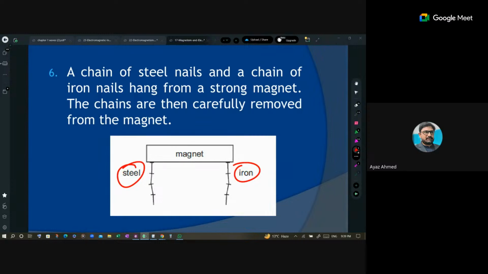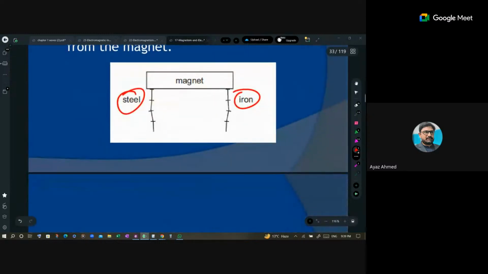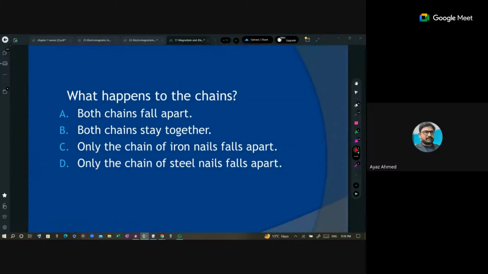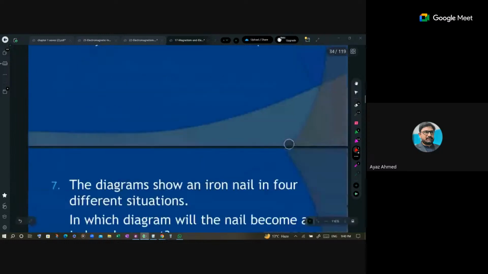So when you release it, it would fall off, and the steel would remain attached. So what happened to the chain? Both chains fall apart, both chains stay together, only the chain of iron nails falls apart, only the chain of steel nails falls apart. So your C would be correct in this regard.